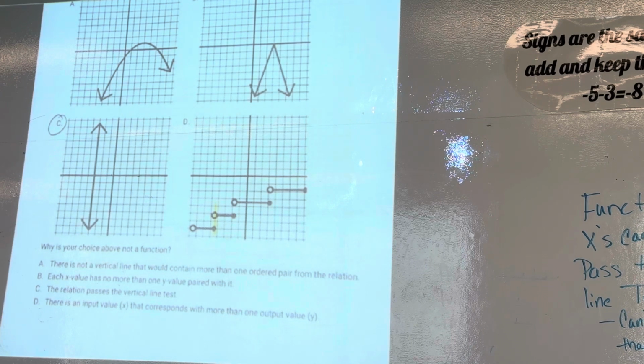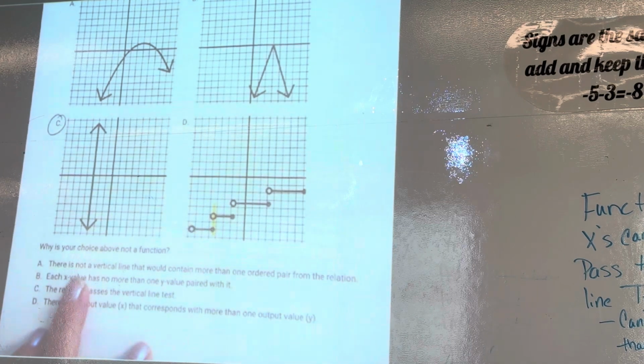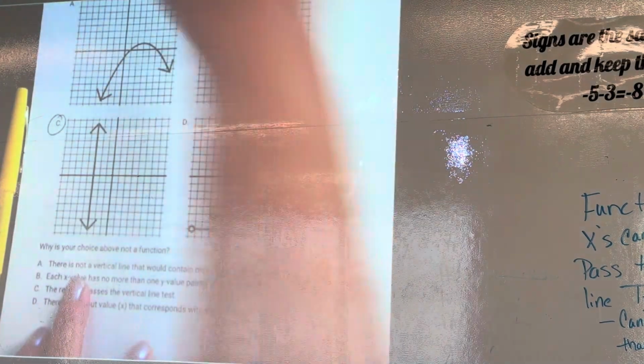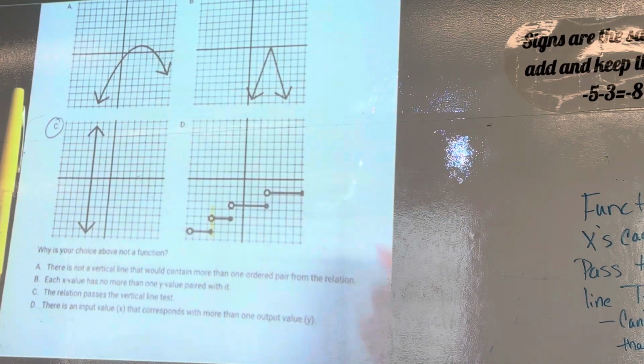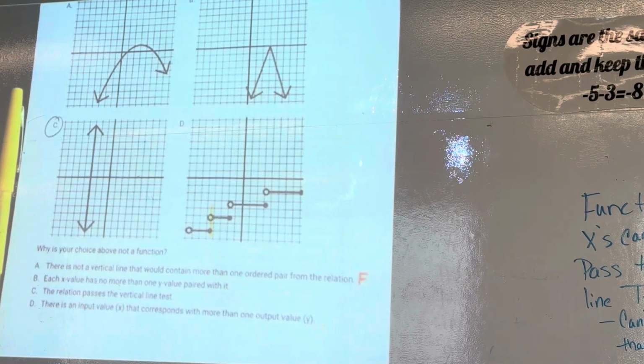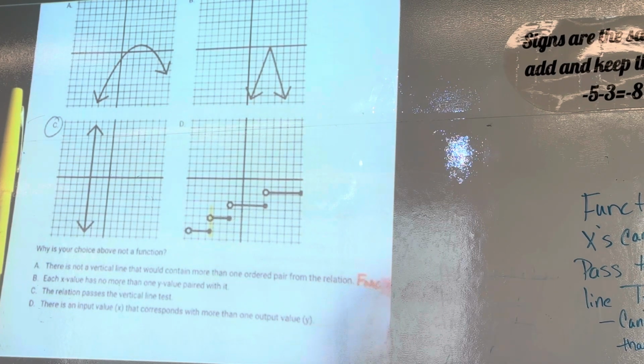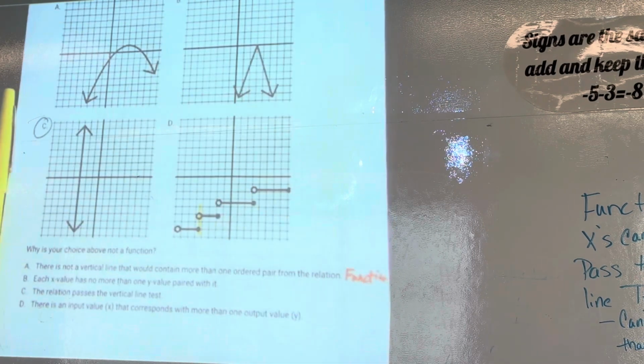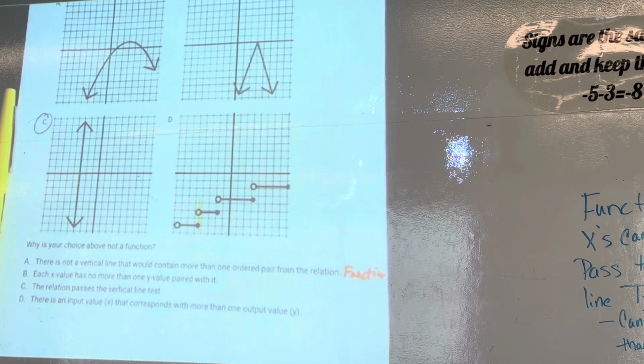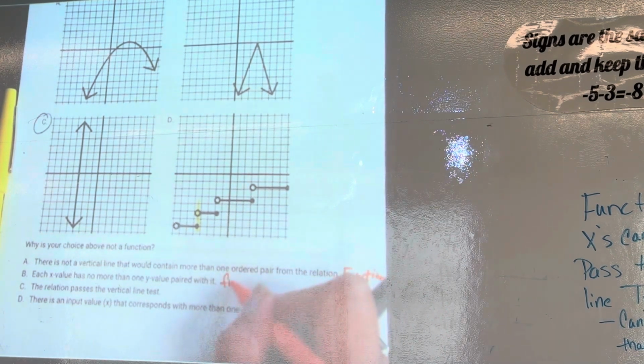A: there is not a vertical line that would contain more than one ordered pair. Is that true or false? False. And so A would be for a function. So I am going to write F, and F is going to mean function. Okay, so now we know that A is for a function. Each x value has no more than one y value paired with it. And again, that's going to be a function. Does everybody understand what that says?